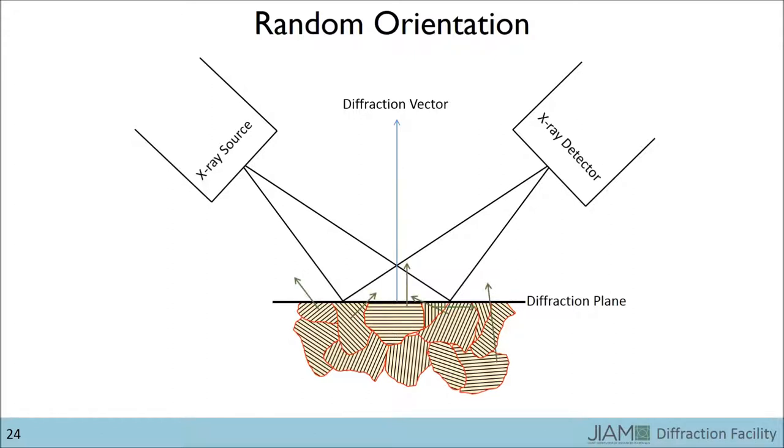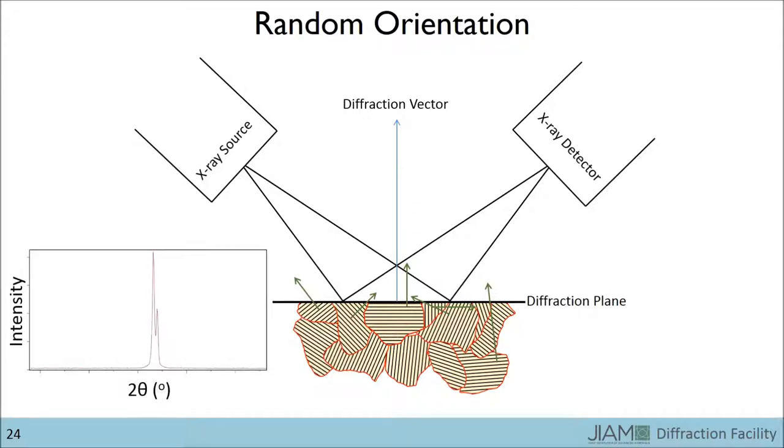Here are the normals for the 100 planes for each grain. The only grains that will contribute to the appearance of the diffraction peak are those whose normals align with the diffraction vector. In other words, this grain is the only grain shown here that will contribute to the diffraction peak.